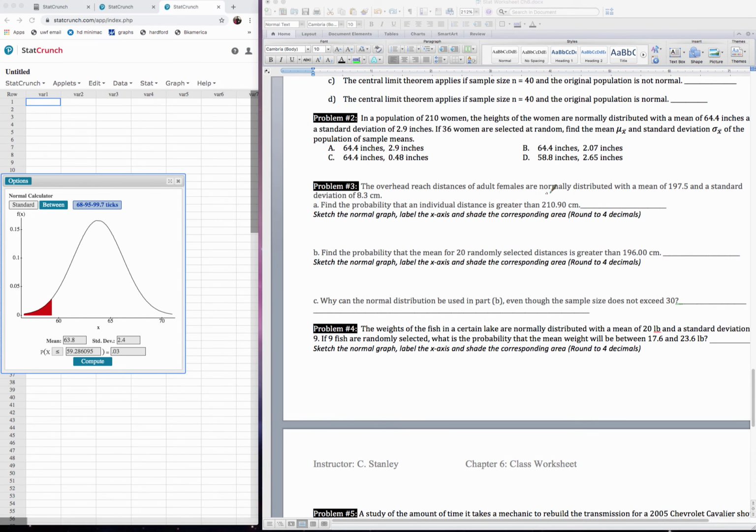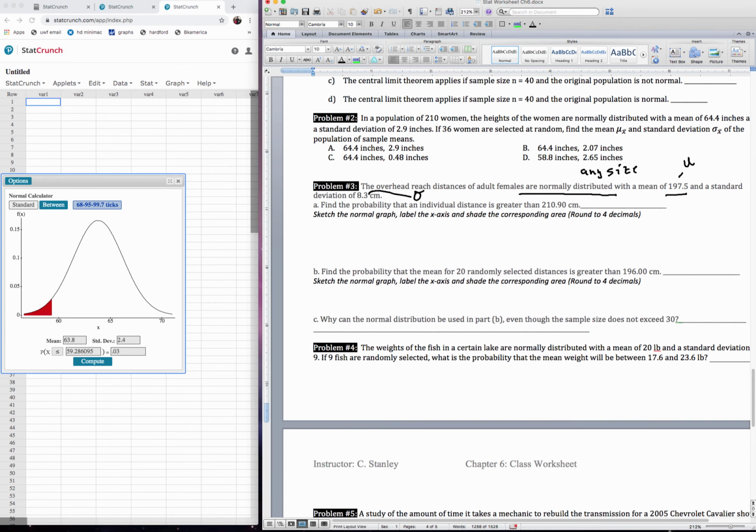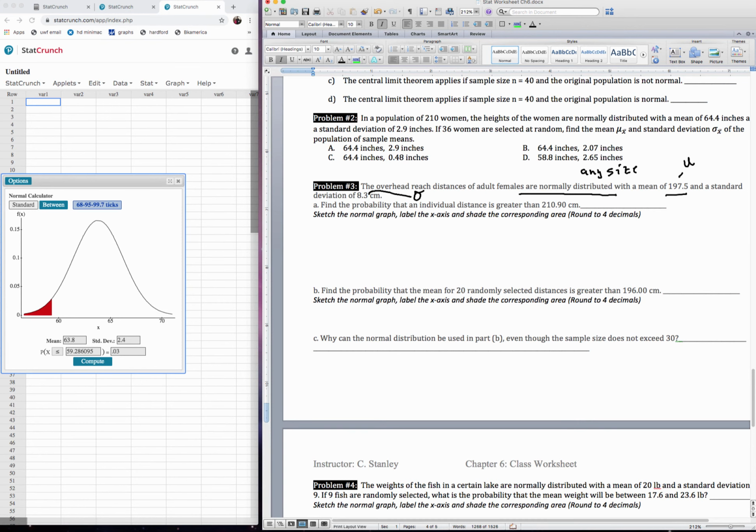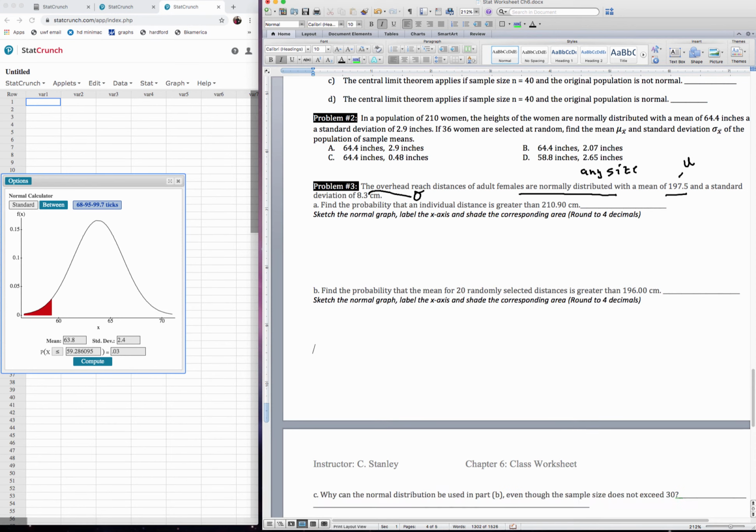The overhead reach of an adult is normally distributed. So they're telling you that it's normally distributed. So we could have any size. This is mu. That guy's sigma. Find the probability that an individual distance is greater than 210. So let me just get a little more space here. Notice on this problem, how many are we picking? An individual. An individual is one person. That's not a sample. A sample has to be 2 or more.